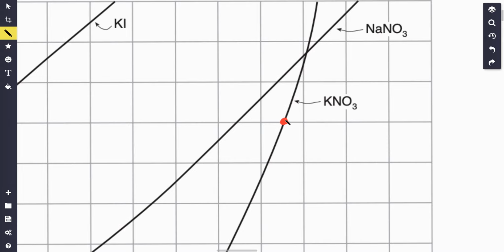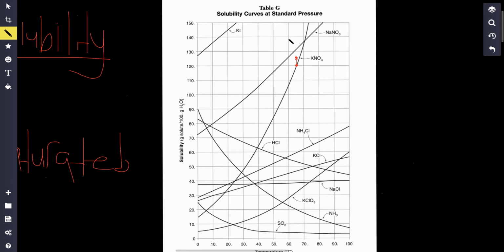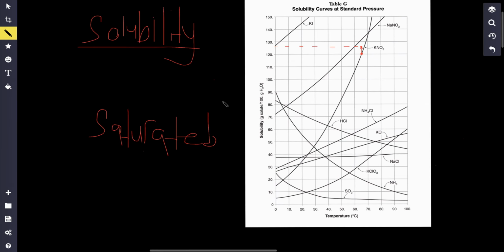Now imagine if I go above the line. Let's say I pick a point up here. So we're still at the same temperature, but this time I'm trying to dissolve more salt than my water can handle, right? This is a little too much salt than my water can handle. So when there's too much salt in your water, this is something known as supersaturated.